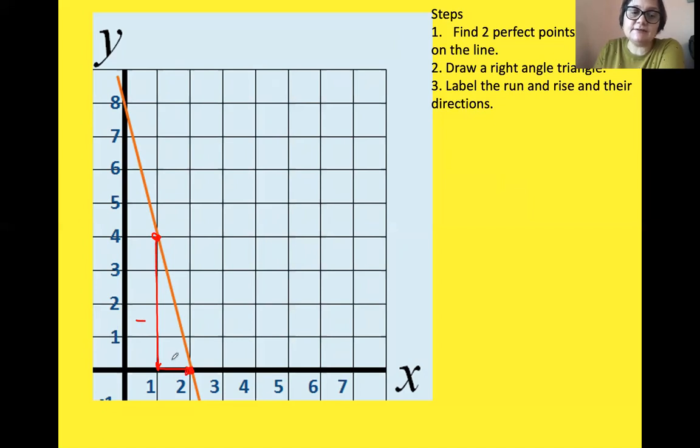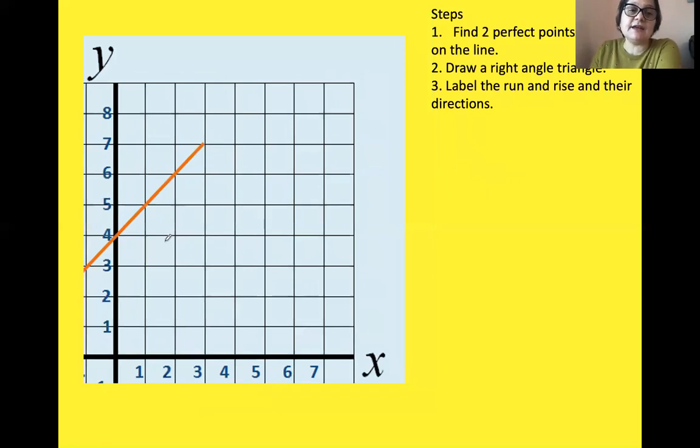So negative, positive. And the gradient is going to be rise over run. So let's count: 1, 2, 3, 4, negative 4 over 1. 1 unit, positive 1. And the answer is going to be minus 4. So the gradient of this line is a negative gradient, minus 4.